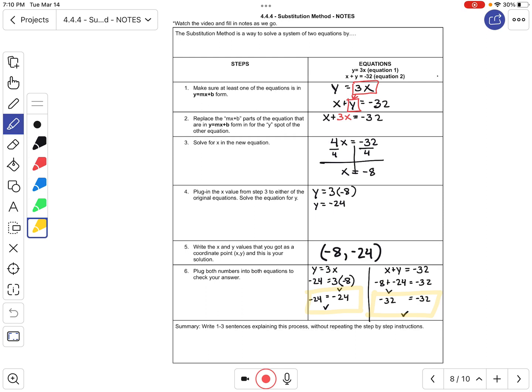So this is substitution method, where you set one equation equal to y, then you take what y equals, plug it into the second equation where you see the y, then solve for x, then plug x back in to another equation, solve for y, you've got your pairs. Pause here, take a moment and write your summary. And now let's look at a couple problems.